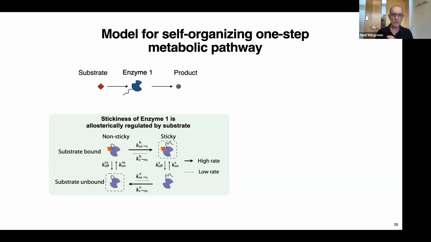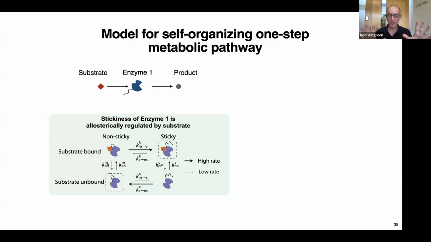Okay, but what happens if the substrate is not present? So there's no substrate around, or these enzymes are not getting substrate. Then that site is going to be empty, and that's going to cause the tail to retract. And the tail will then retract, and no longer will that enzyme be sticky.